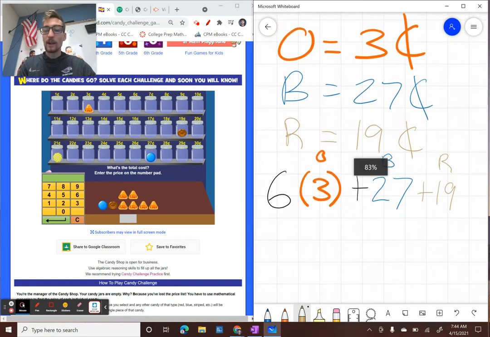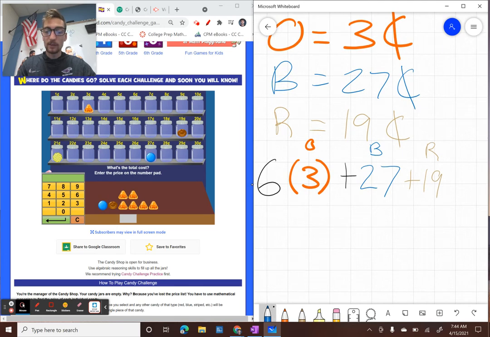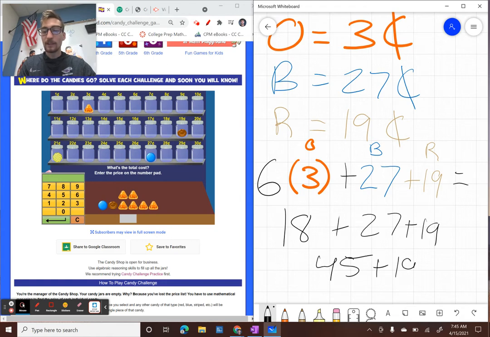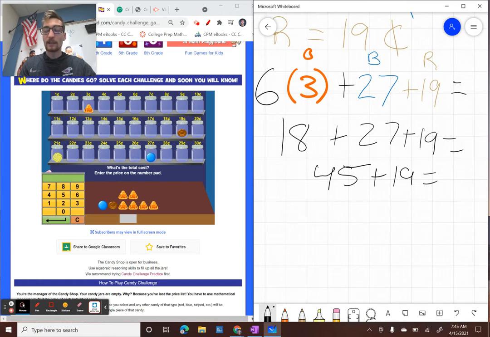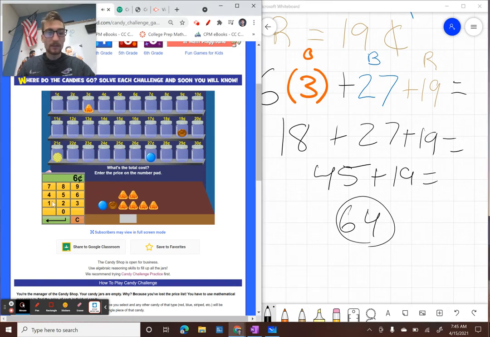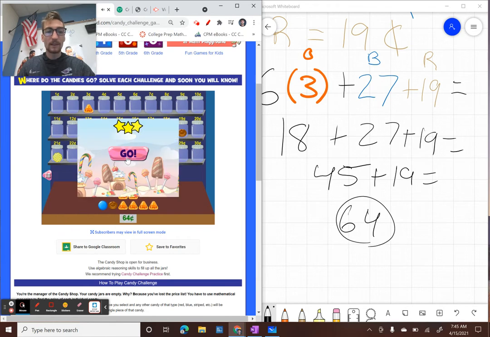All right. And so now when I simplify this expression here, it's going to bring me to, let's see, 6 times 3 gives me 18 plus 27 plus 19. Now I can just do math here. So 18 plus 27, that's going to give me 45, plus 19, well, it's going to be 1 less than 20 added on to 45, so it's going to be 64. Is that an option here? Well, let's go ahead and type it in. 64. Hey, look at that.